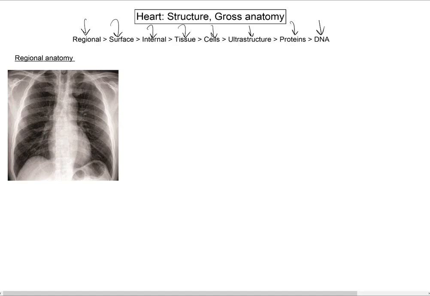So when we talk about the regional anatomy of the heart, we're really talking about the thorax. And there are two standard imaging views that are good ways of thinking about this. The first is going to be the chest x-ray. In this case, we have a PA or back to front image. And when you look at this image, you should see the heart in relation to the structures around it.